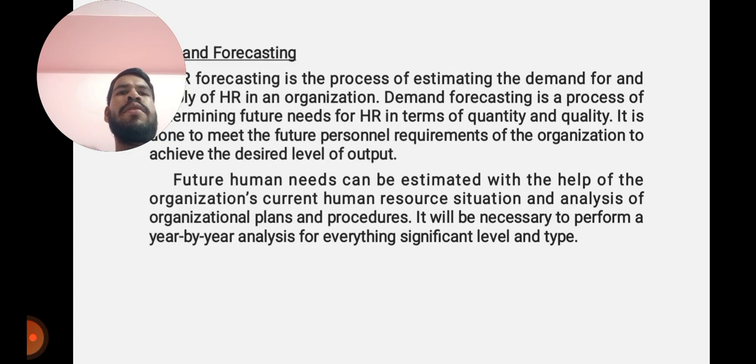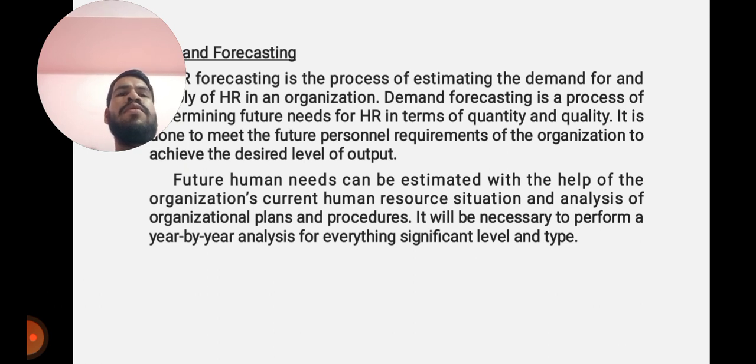Demand forecasting is the process of estimating the demand for HR in an organization. Demand forecasting is a process of estimating future needs for HR in terms of quantity and quality. It is also to meet the future personnel requirements of the organization to achieve the desired level of output.